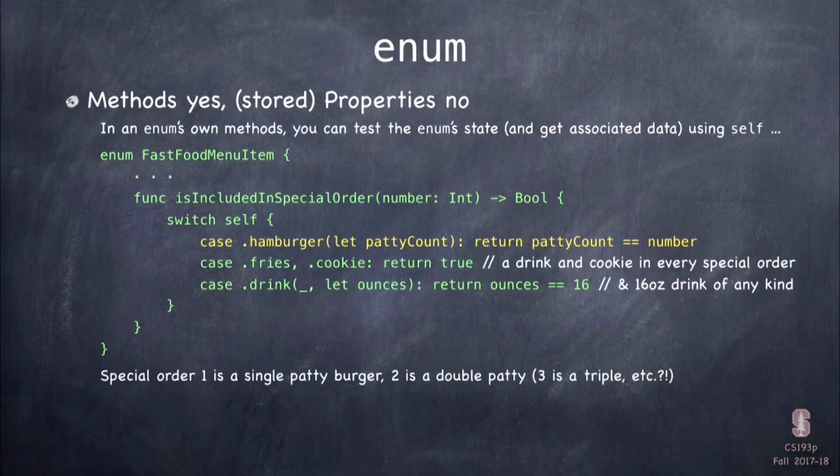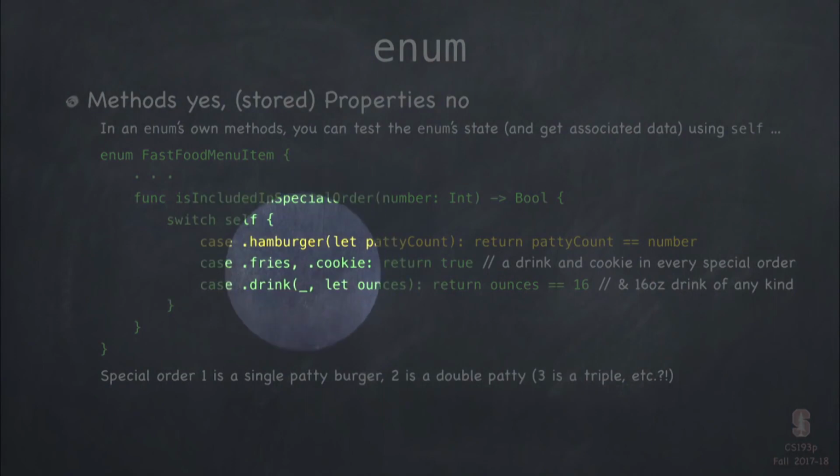Now there's some other interesting things to look at in this code. Notice that fries and cookie right there, right in the middle, I combined them into one case, which is allowed. You can, with commas, have multiple going on there.